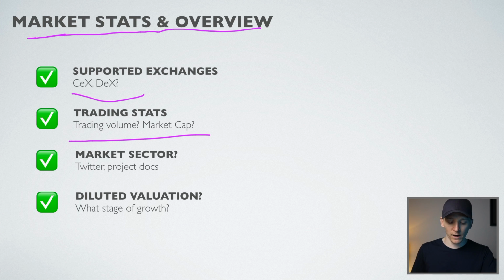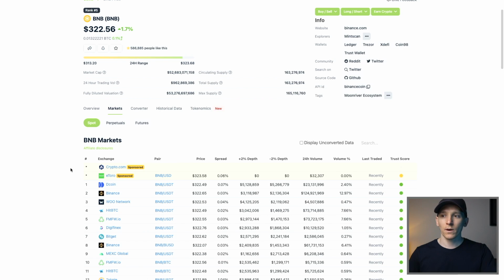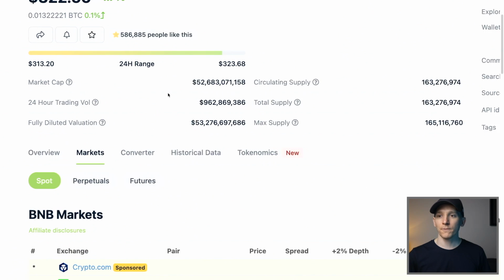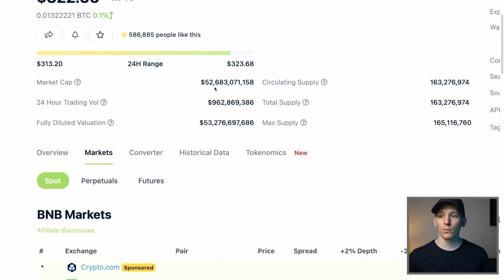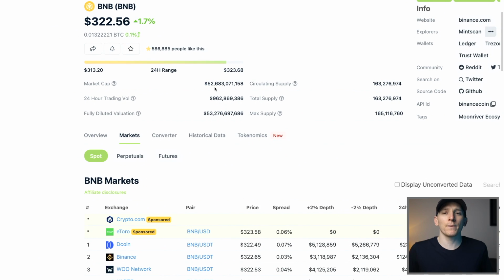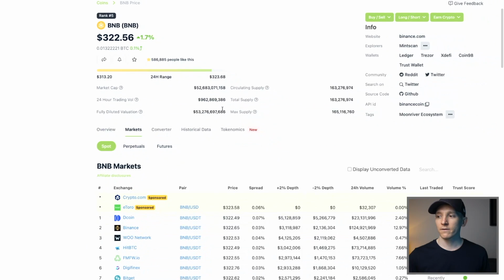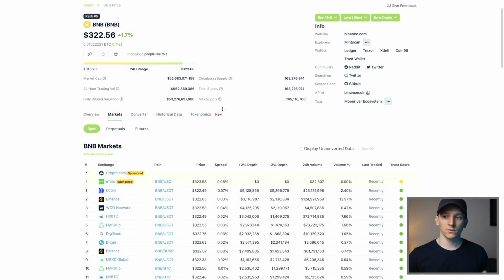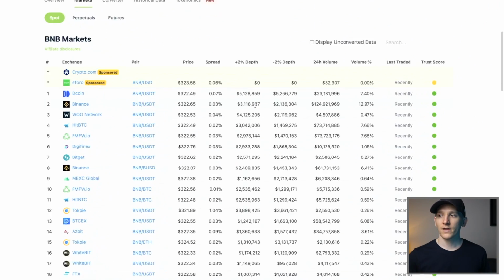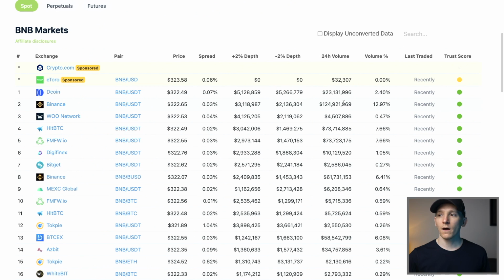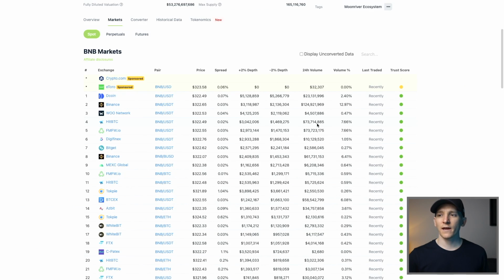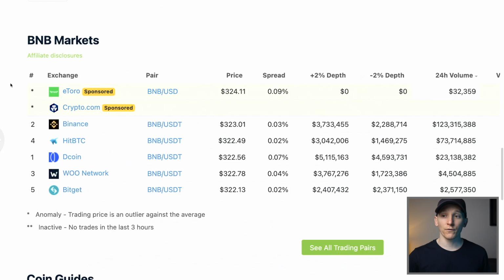The second thing is trading stats and trading volume. What I mean by that is this bit right here. We want the market cap and trading volume to see how big this project is. BNB coin has a $52 or $53 billion market cap, so that's obviously very large. It's one of the biggest platforms. Then you can see the 24-hour volume. Binance Exchange obviously trades the most BNB coin, 124 million. So it's obviously a very big coin with a lot of trading volume.